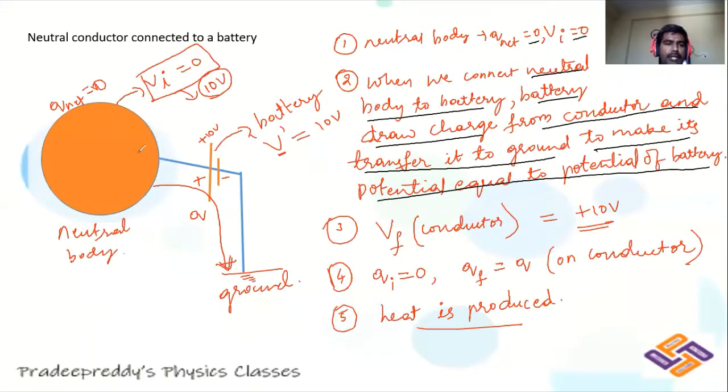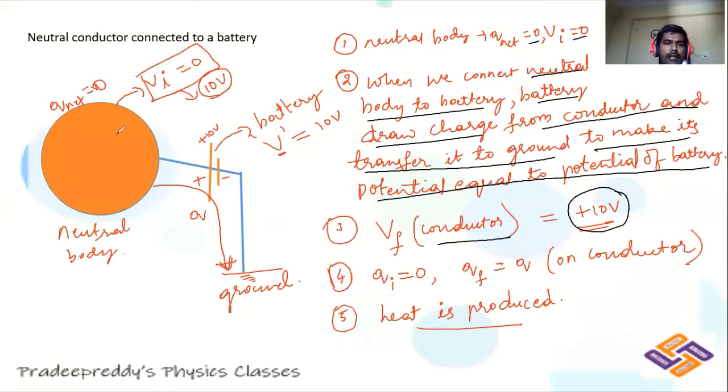So what is the final potential on the neutral body? The final potential on the conductor becomes plus 10 volt because the battery is having plus 10 volt. Next, point number 4. What is the initial charge on the conductor? The initial charge on the conductor is 0 because it is neutral.